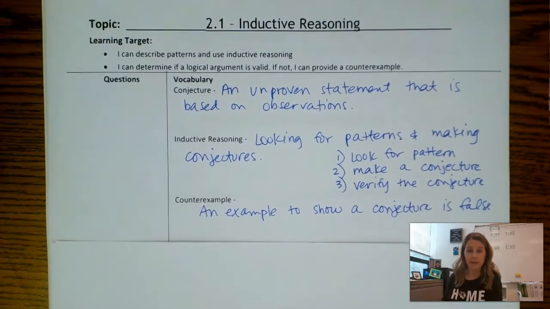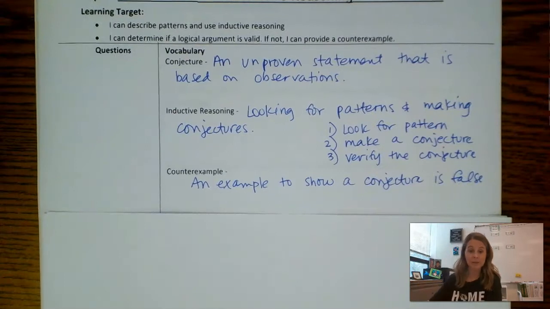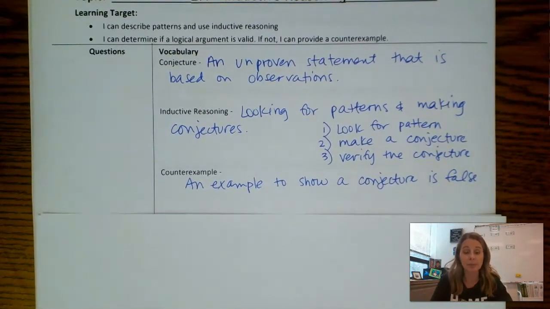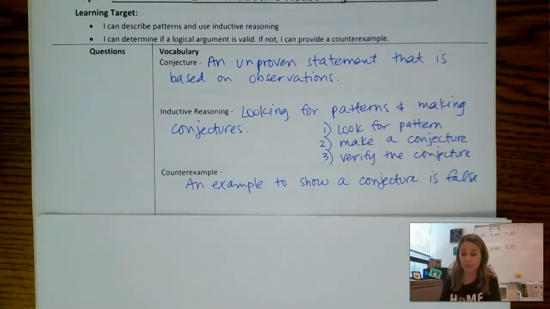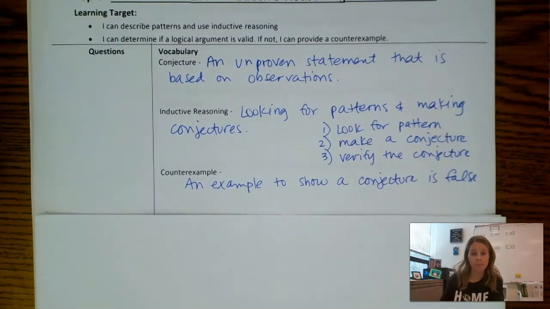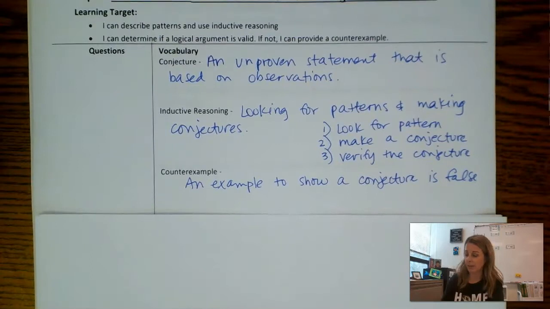Third item, counterexample. A counterexample is simply an example to show something's false, or to show a conjecture is false. So back to the example of every Monday it will be sunny. So a counterexample would be that we have a Monday happen and it isn't sunny. So if you can come up with one counterexample, then you have just disproven your conjecture. So these are the 3 items we're going to focus on today. So if you need to pause this to catch up, go ahead and do that.